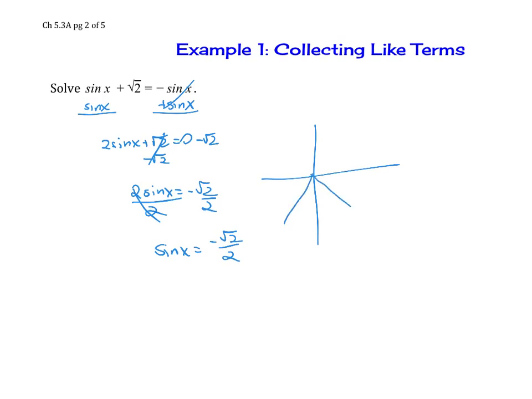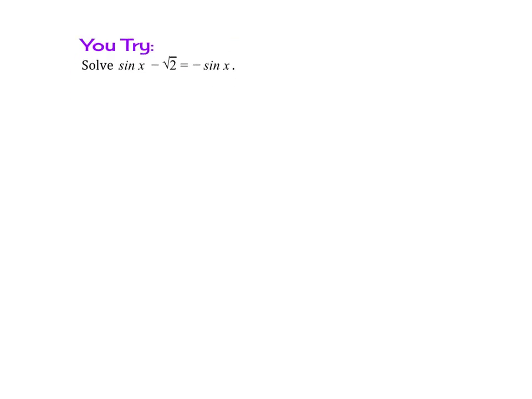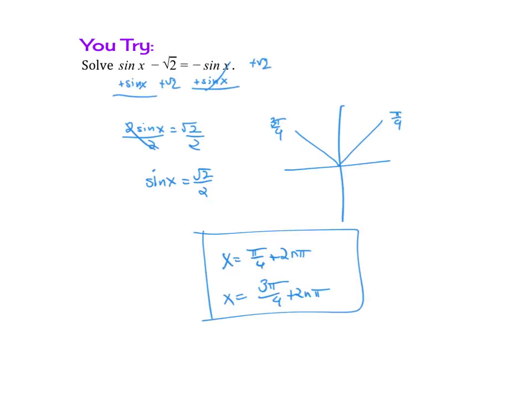So we know that we are here and here, and that's our pi over 4. So this is going to be at 5 pi over 4 and at 7 pi over 4. So we can say that sine of x equals negative root 2 over 2 when x equals 5 pi over 4 plus 2n pi, and x equals 7 pi over 4 plus 2n pi. So those are all of our solutions. Try this example here. To try this example, you get x equals pi over 4 plus 2n pi, and x equals 3 pi over 4 plus 2n pi.